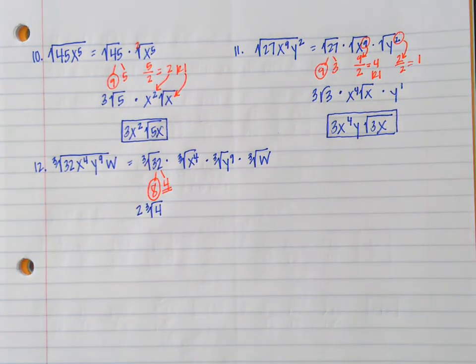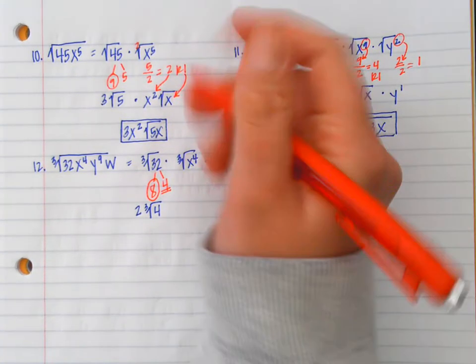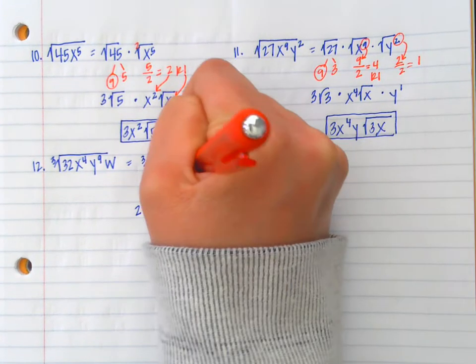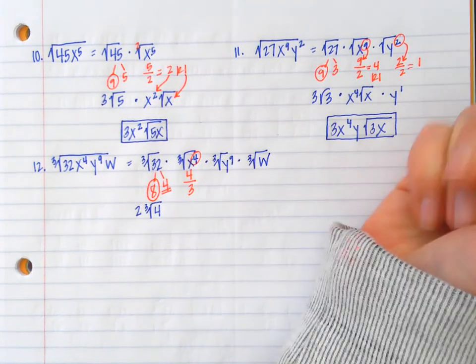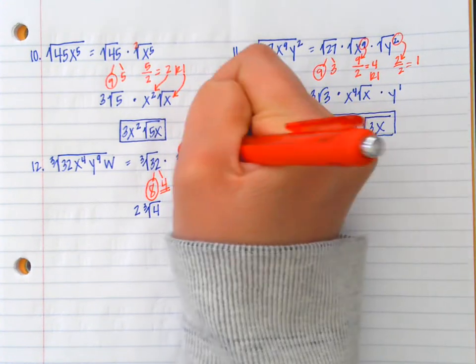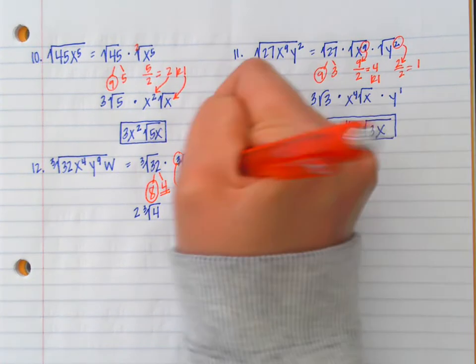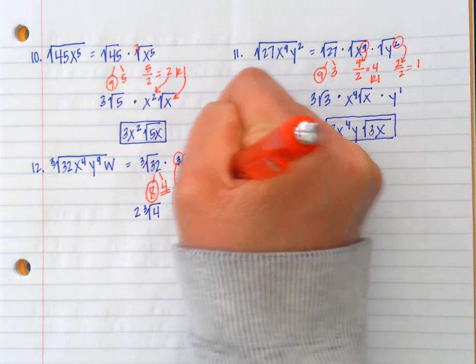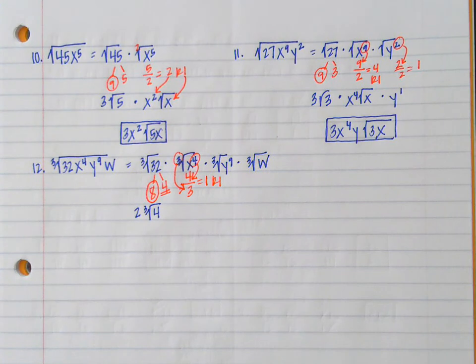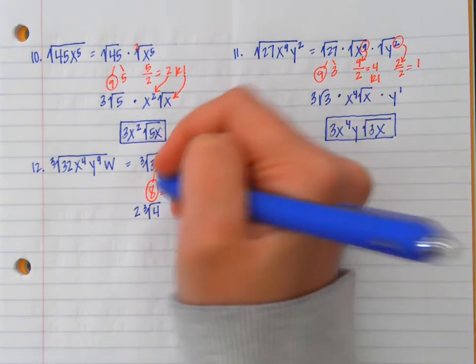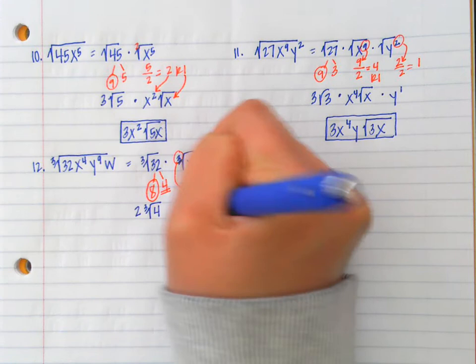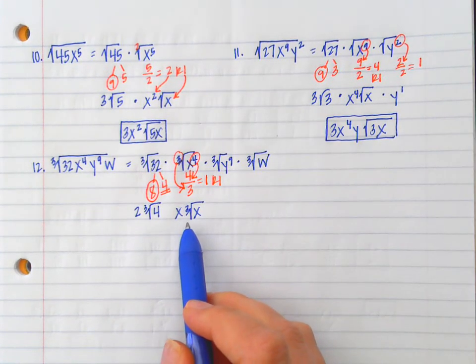Now with this one, it's the same thing, but we have a different index number. The index number is 3 because it's a cube root instead of a square root. So it doesn't change the process. It just changes what we're dividing by. So we take the 4 and divide it by the index number, which is 3. So 4 divided by 3 is 1 with a remainder of 1. So what that means is 1 x can come out and 1 x is left, remember, inside that cube root.